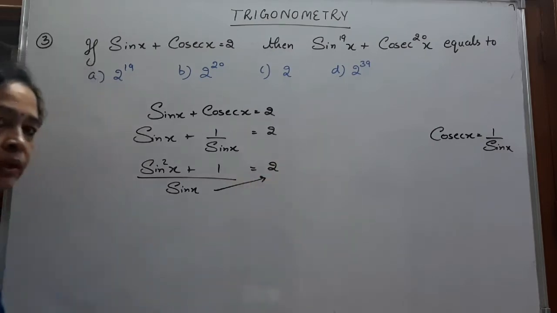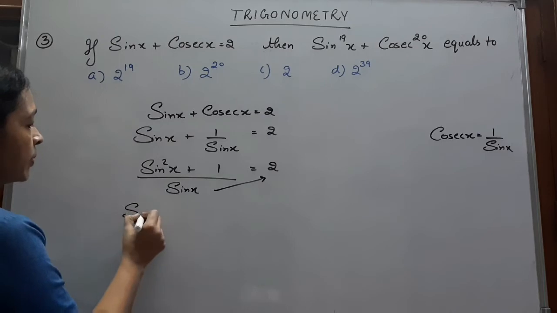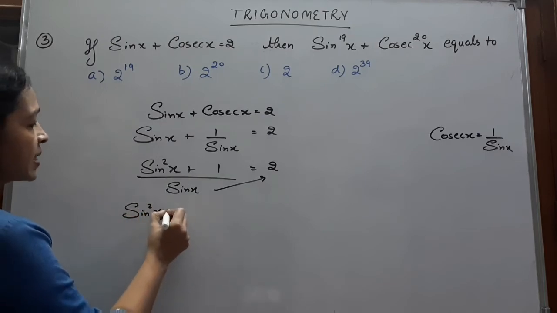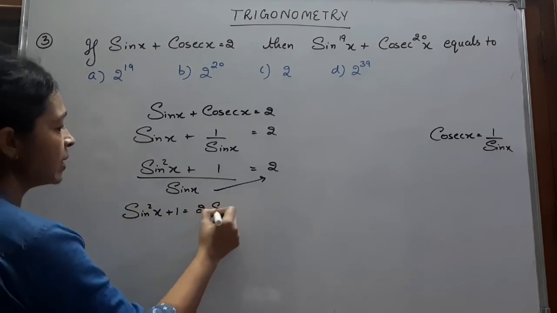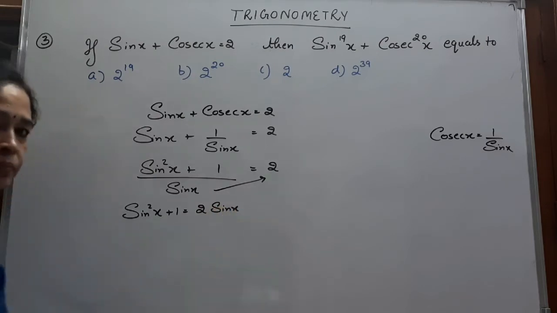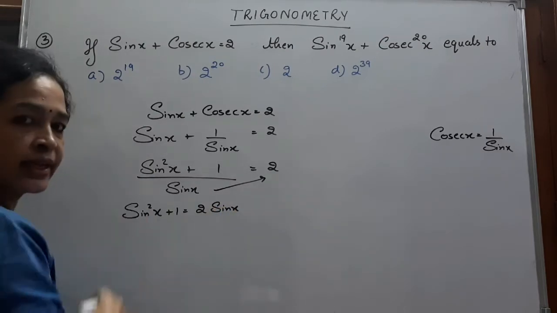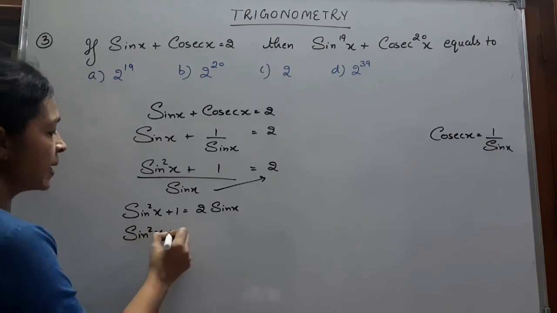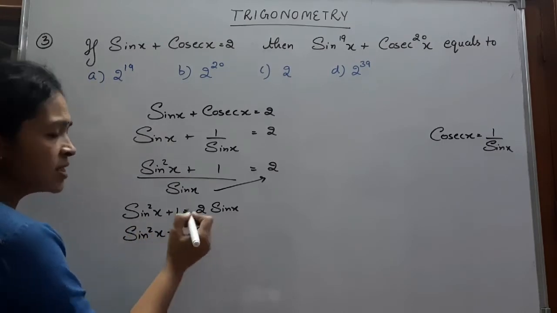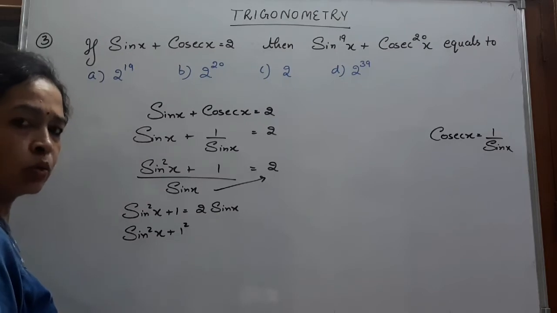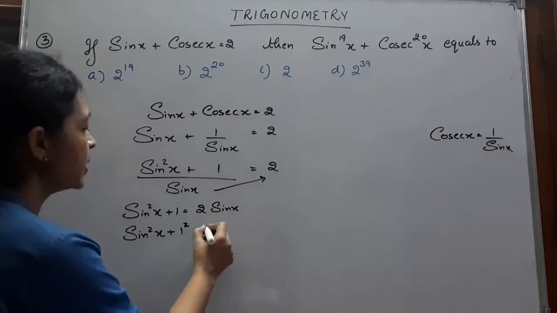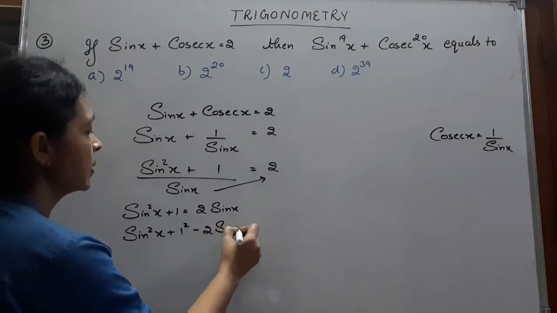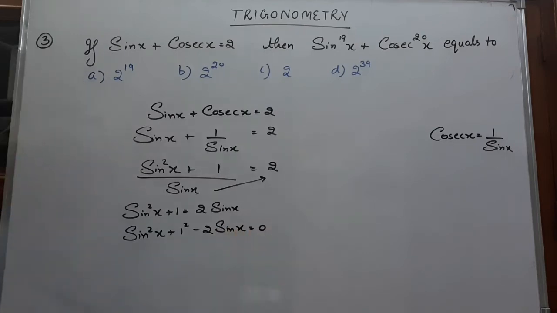Take this sin x on the right hand side. We have sin square x plus 1 equals to 2 times sin x. Take this 2 times sin x to the left hand side. We have sin square x plus 1. We can write 1 as 1 whole square. 1 whole square is also 1. Minus 2 times sin x is equals to 0.